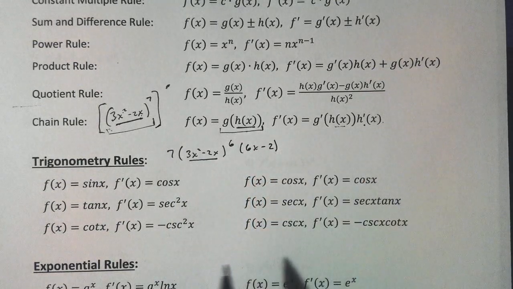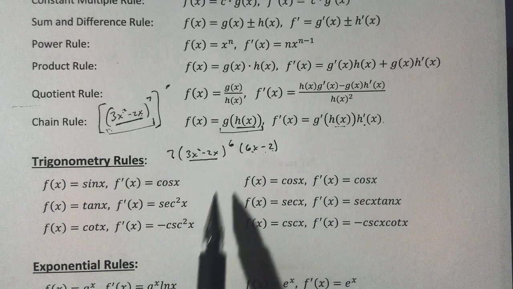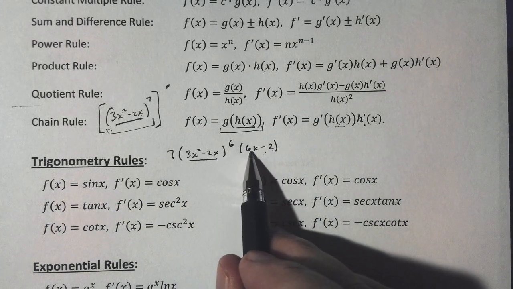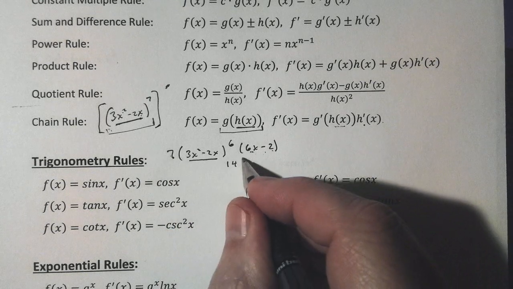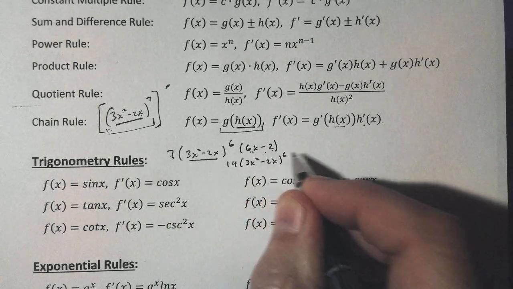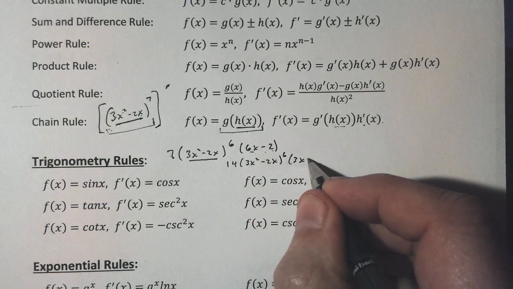And then cleaning up, if you want, you could distribute maybe that 7 into here, but maybe it's best just to leave it in this factored form. In fact, you could even factor a 2 out of here, which would be kind of useful, and get 14, 2 times 7, (3x squared minus 2x) to the 6th, times the factored out 2, (3x minus 1).